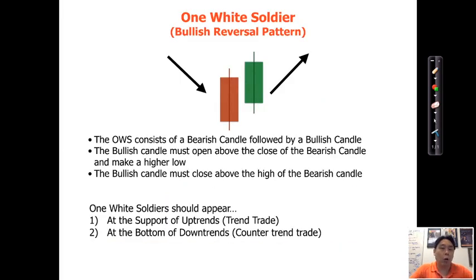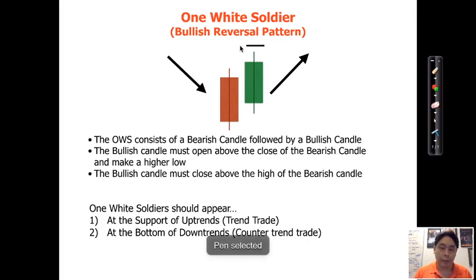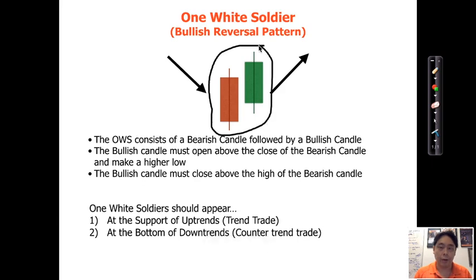All right, so moving on from pin bars, we're going to look at what we call the one white soldier and the one black crow. So let's begin with the one white soldier. The one white soldier is a specific bullish reversal pattern that consists of two candlesticks, like so, all right? So it begins with a bearish candle followed by a bullish candle. So again, bearish candle followed by bullish candle.